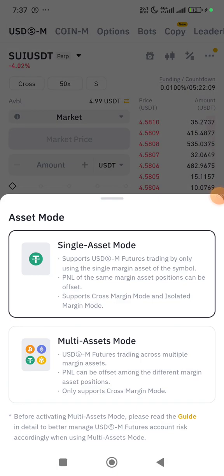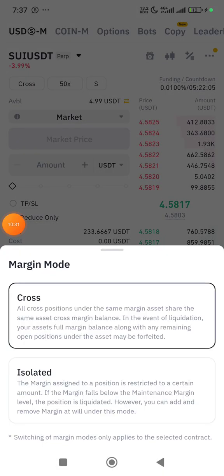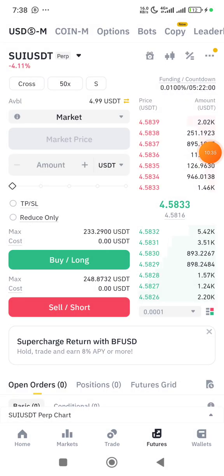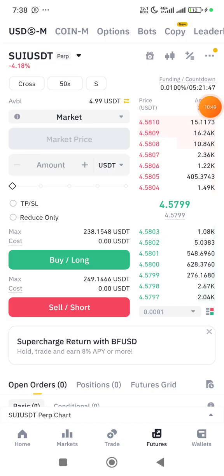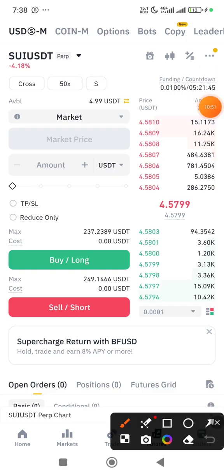Now we have the asset mode. Remember, the one before was the margin mode, cross and isolated. I've explained it. Sorry. Now we have the asset mode. We have the single mode, and we also have the multi mode. But most traders always use the single mode. Now we have the market pattern.